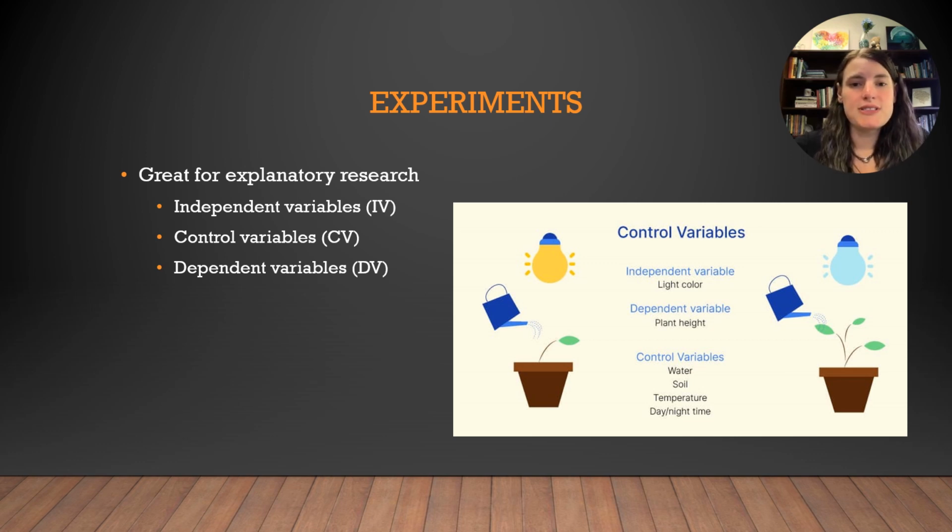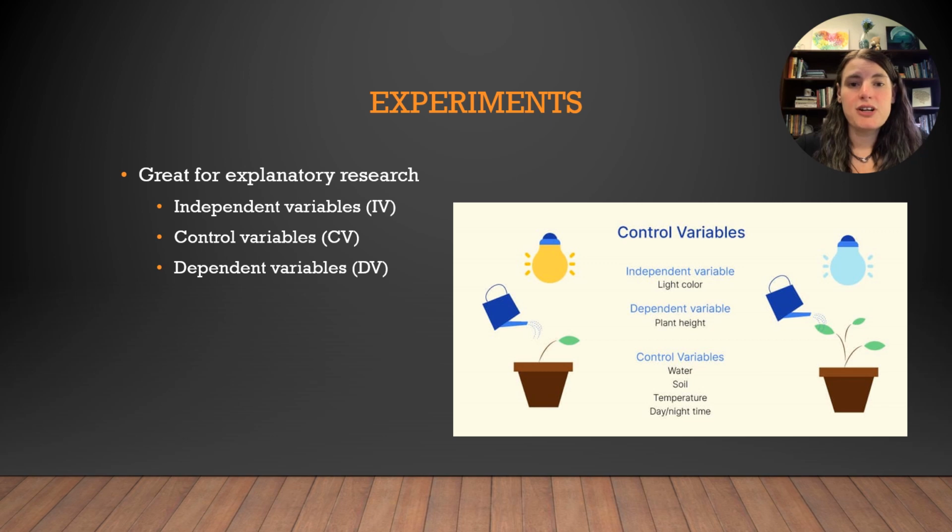Here's the quintessential science experiment that you might have seen in high school. The goal of the study is to look at the cause and effect of some stimuli on plant growth. In this case, the independent variable is the light color. So the study is trying to see what changing the light color does to the plant growth.